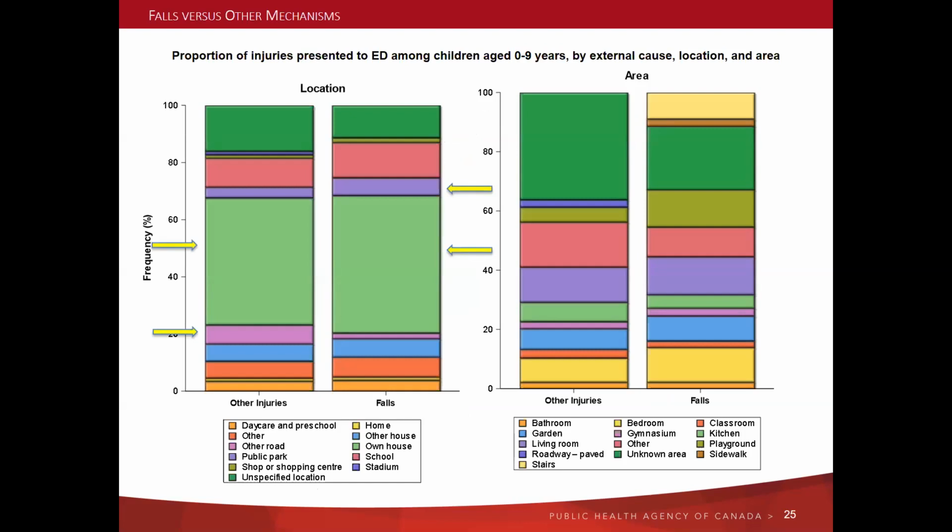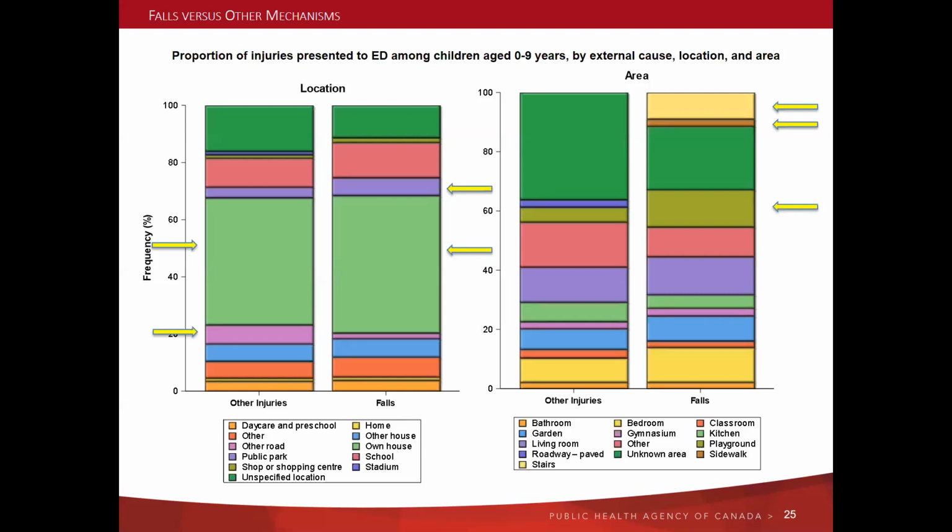Of the known areas, we can see some distinct differences. Although the living room was found to be the most common area in both falls and non-falls, falls are much more likely in the bedroom, on the sidewalk, and in playgrounds, which makes a lot of sense.